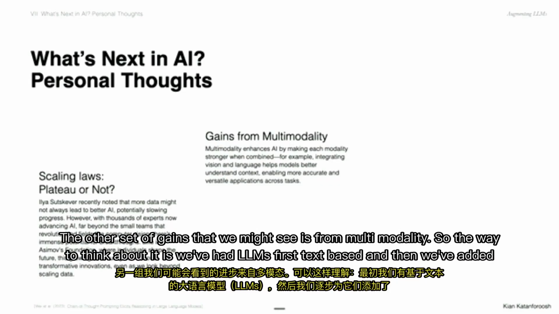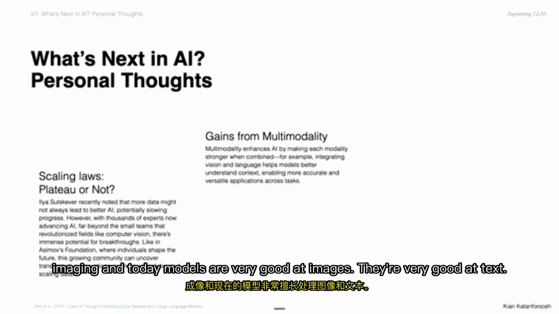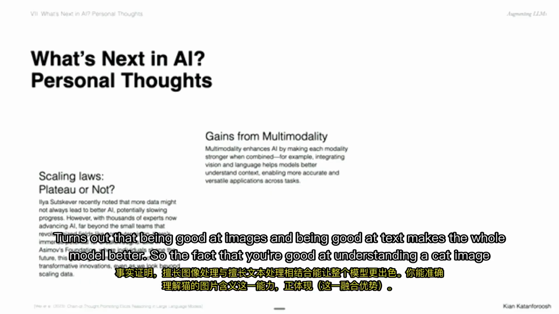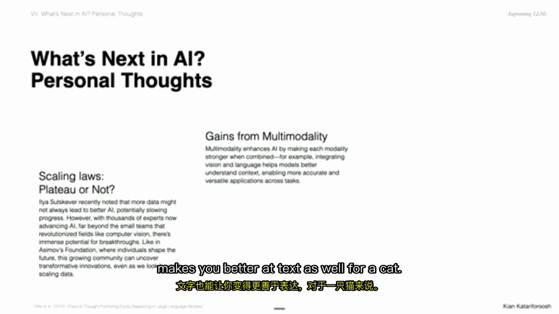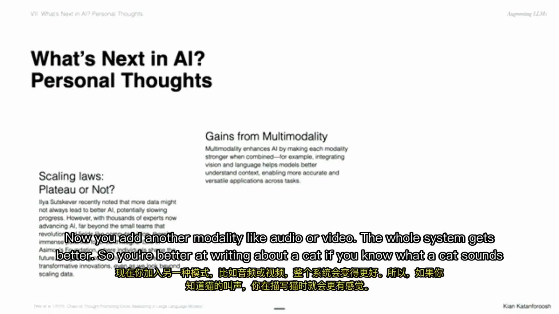The other set of gains that we might see is from multimodality. So the way to think about it is we've had LLMs first, text-based, and then we've added imaging. And today, models are very good at images. They're very good at text. Turns out that being good at images and being good at text makes the whole model better. So the fact that you're good at understanding a cat image makes you better at text as well for a cat. Now you add another modality like audio or video, the whole system gets better.